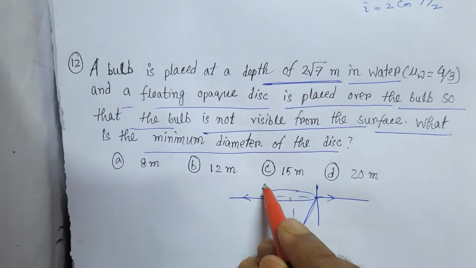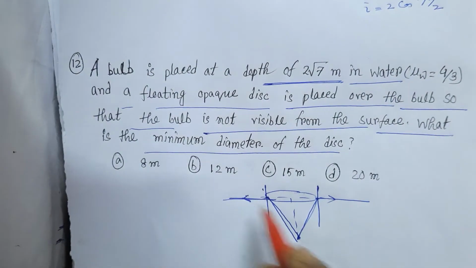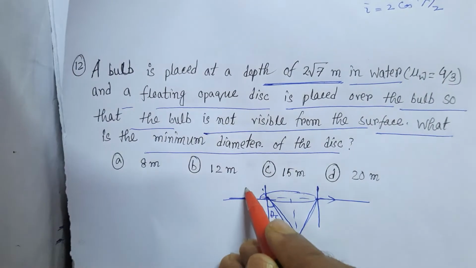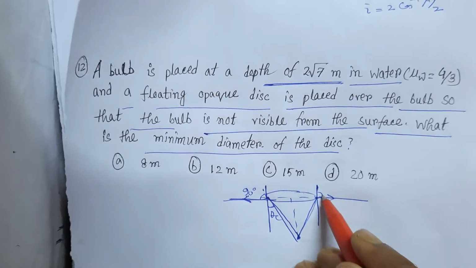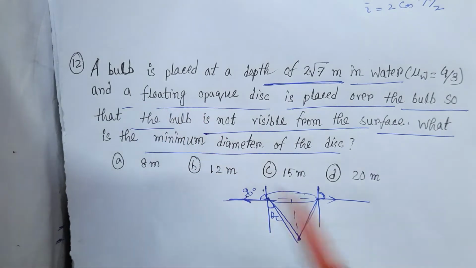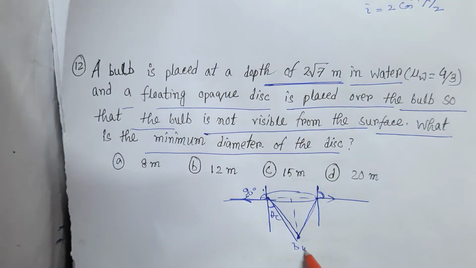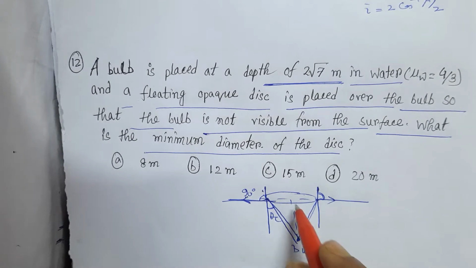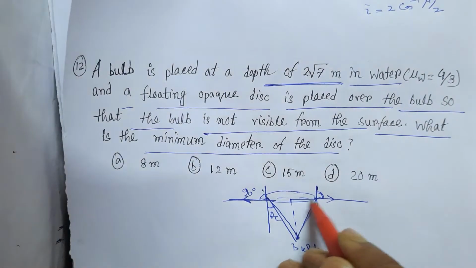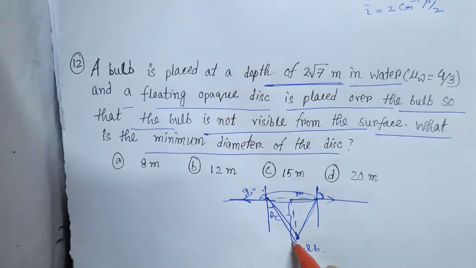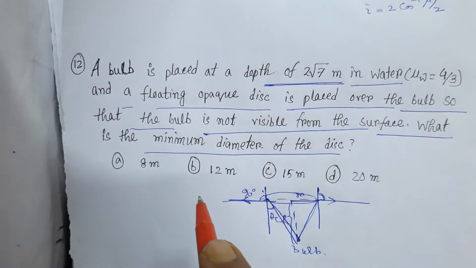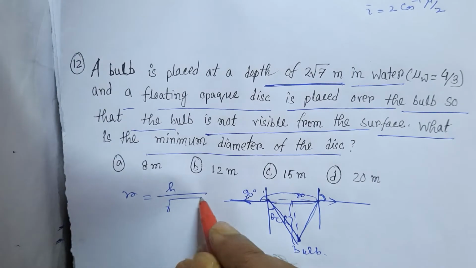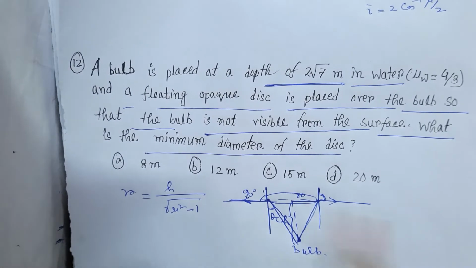So this is the picture. Rays of light are falling at the critical angle and the angle of refraction is 90 degrees. So the object, that is your bulb, is not visible from the top. So in this case, if the radius is R and the depth is H, the relation between R and H is R equals H by root over mu square minus 1.